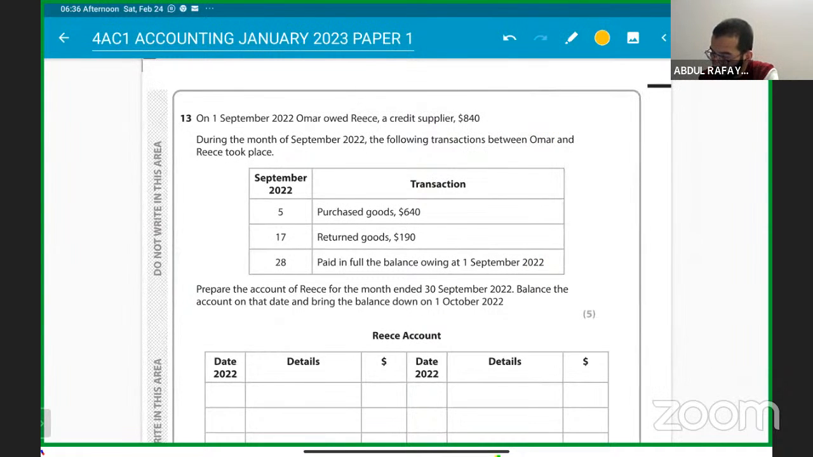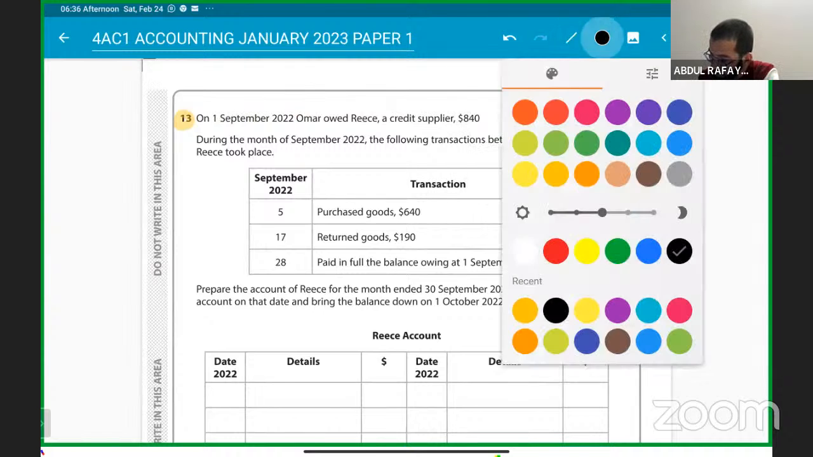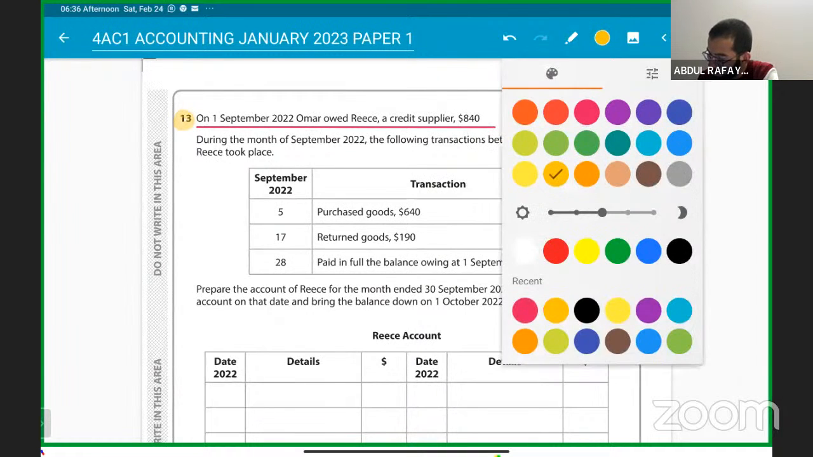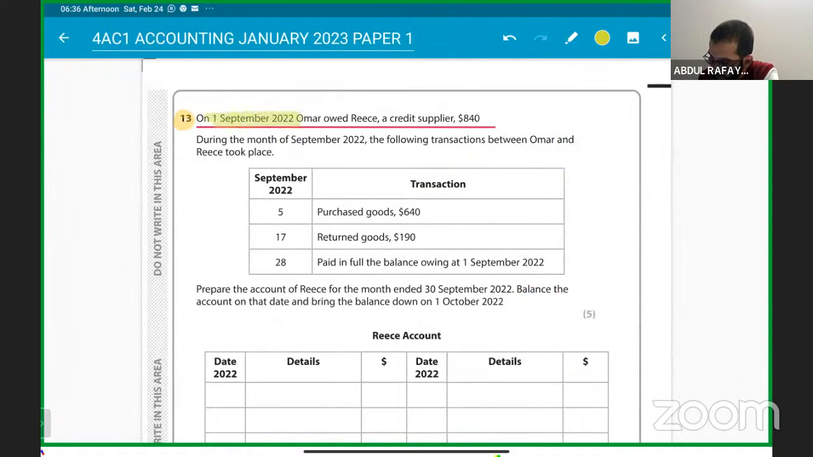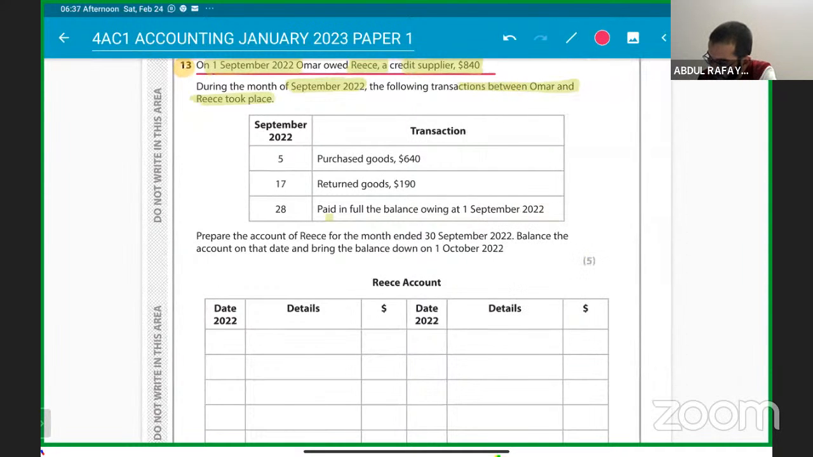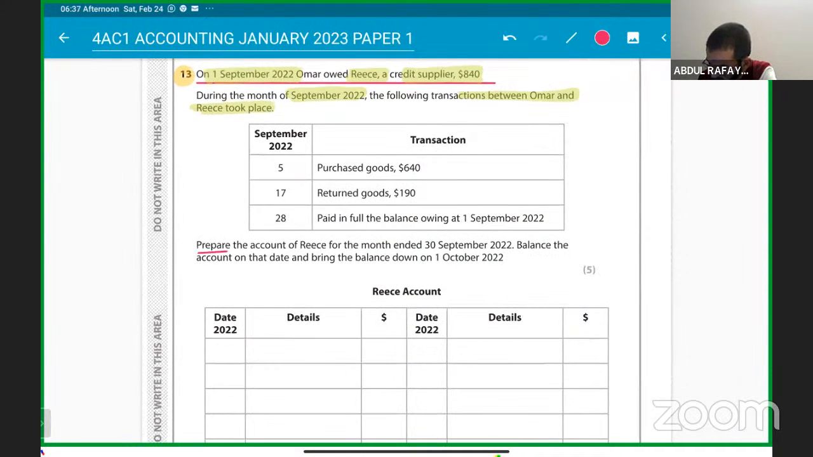Are you following? So on 1st September 2022, Umar owed Reese, a credit supplier, $840. During the month of September 2022, it's a book of original prime entry question. The following transactions between them took place: purchase goods, return some goods, paid in the closing balance. So what we have to do is prepare the account of Reese in the books of Umar.